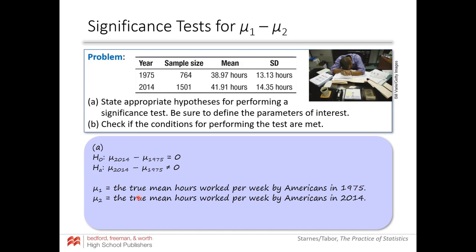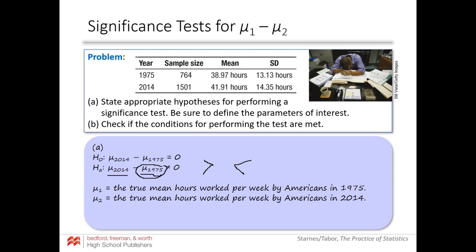So in this case, if 2014 was more than 1975, if that was what they were trying to ask, then we would be doing greater than 0, because if this value is greater than this value, I get a positive number when I subtract, right? If it said, is 1975 more, then I would be using less than 0, because that would mean that this number is greater, meaning that when I subtract these two, I get a negative number, which is less than 0.